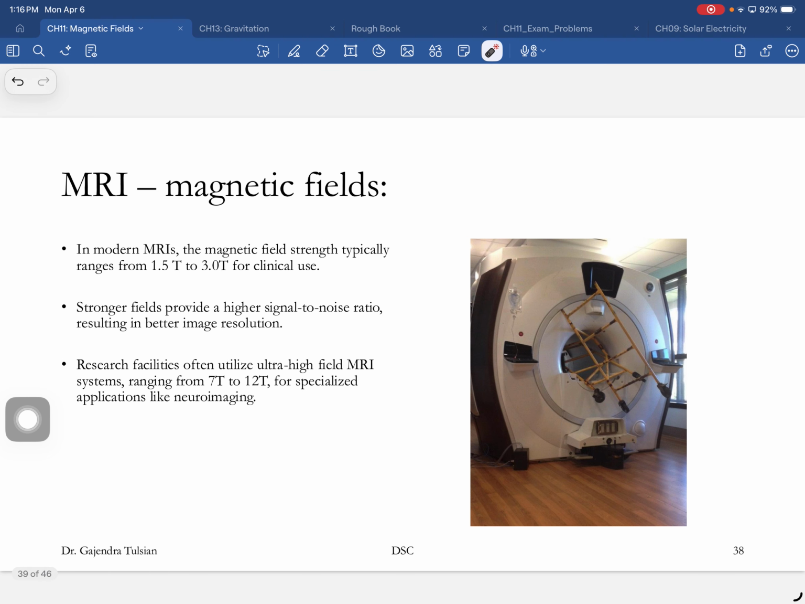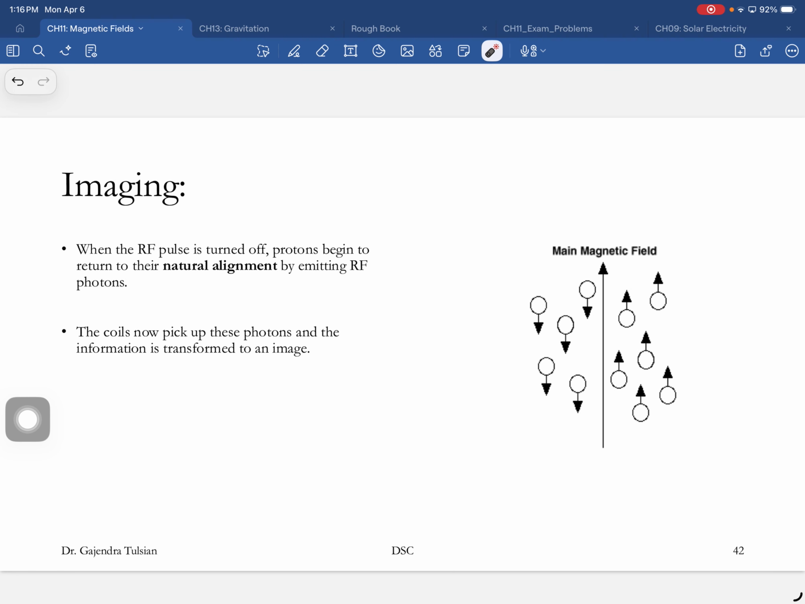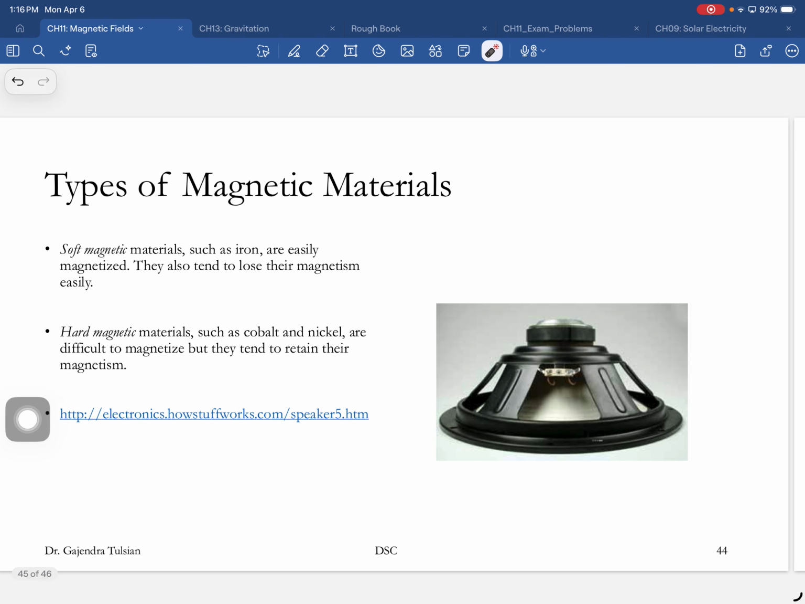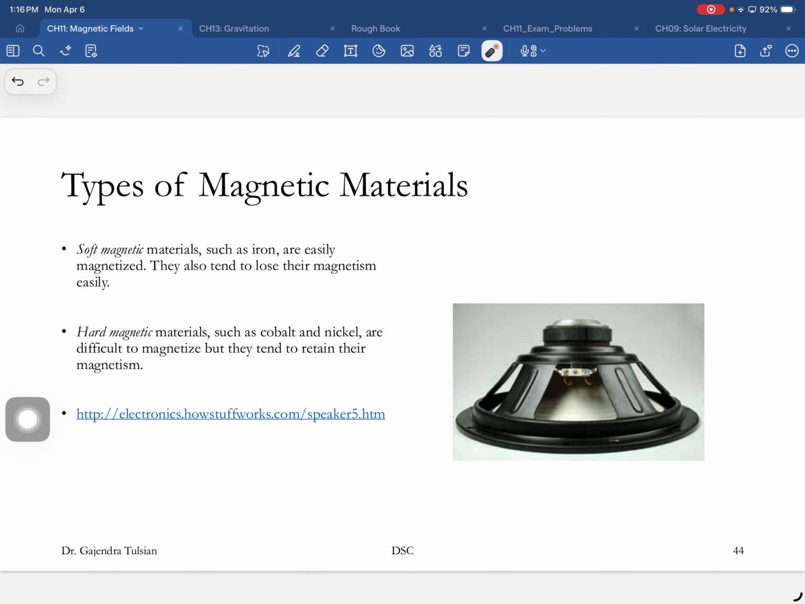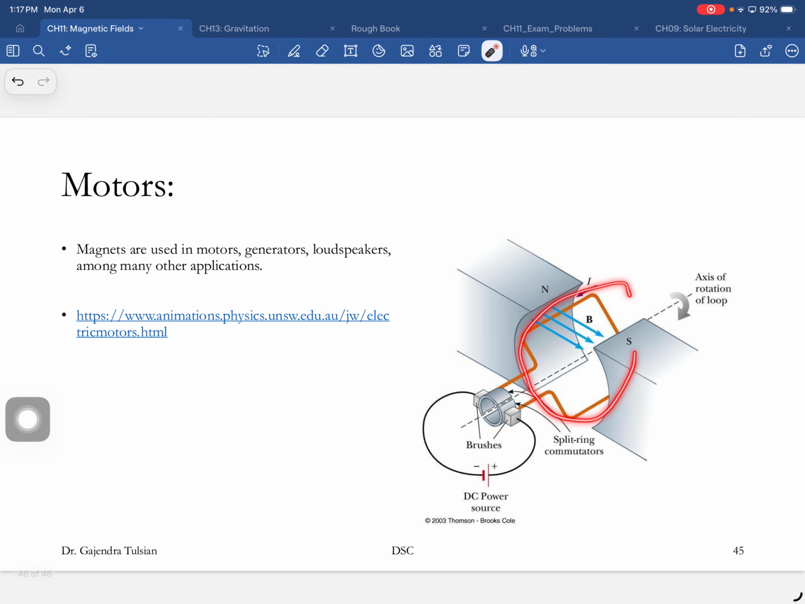All right. Do you guys want to hear about the MRI machine? Okay, I'll come back to that in a second. Let me tell you how a speaker works. Let's first do this thing.